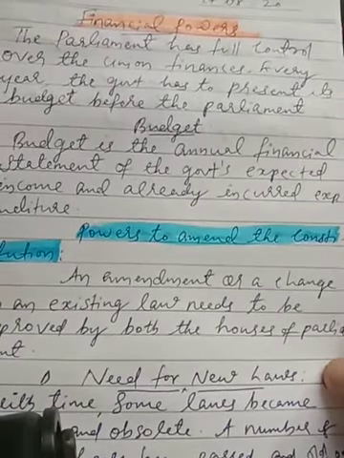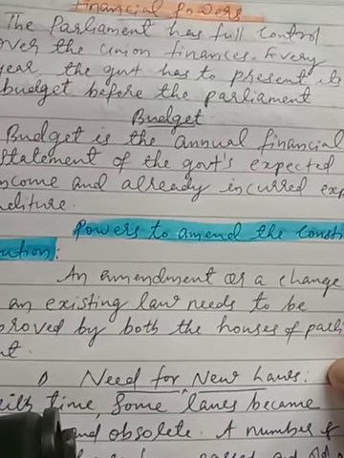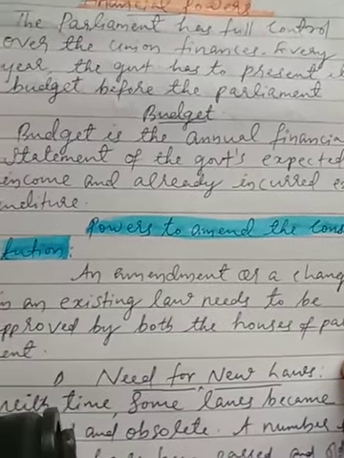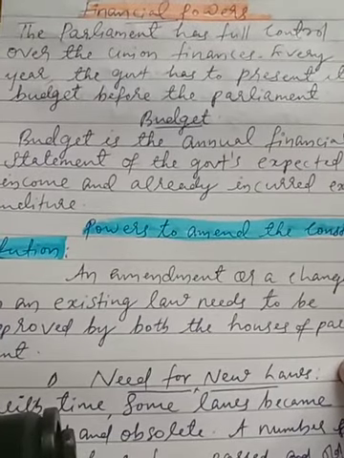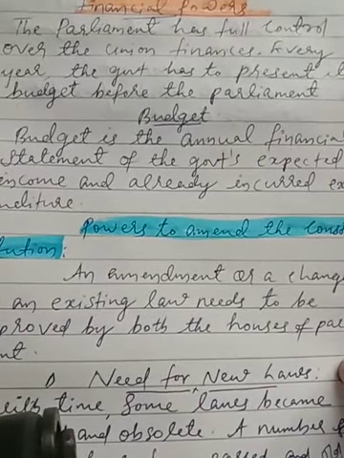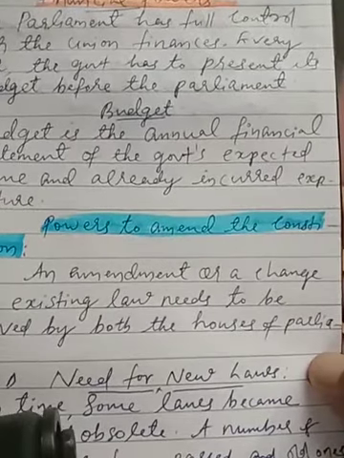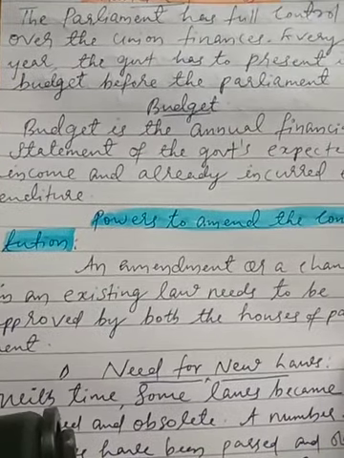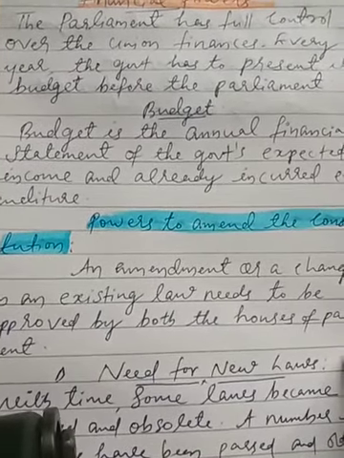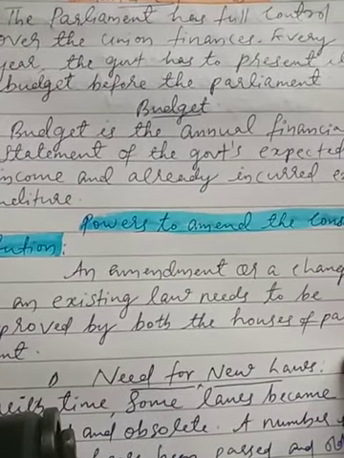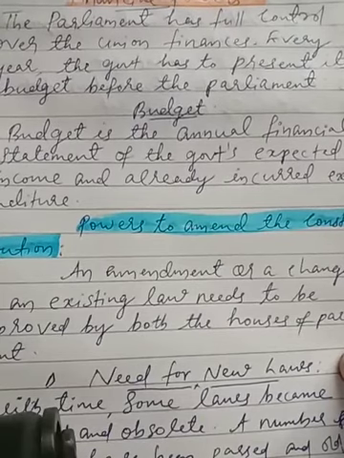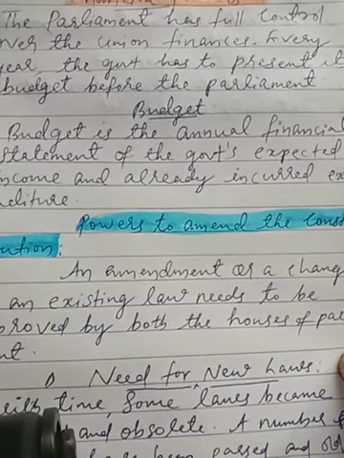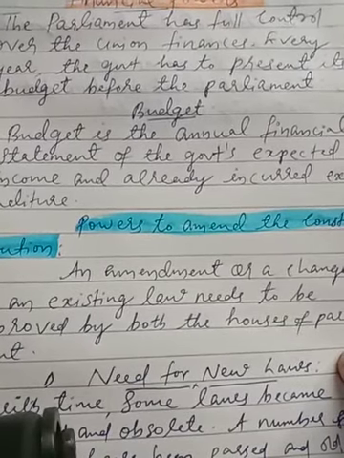Financial powers. The Parliament has full control over the union finances. Every year, government has to present its budget before the Parliament. Then, what do you mean by budget? I think you learned in last class, the 7th class.